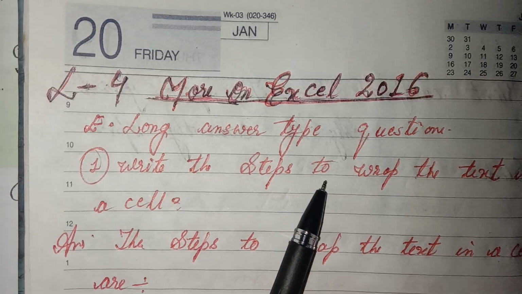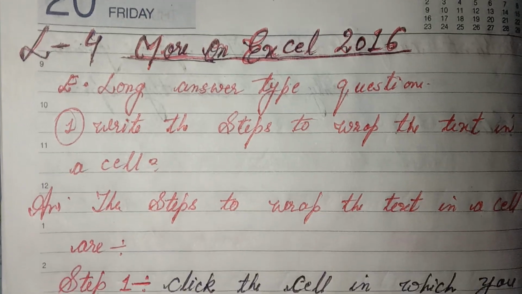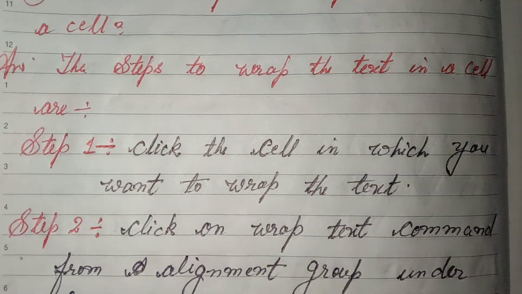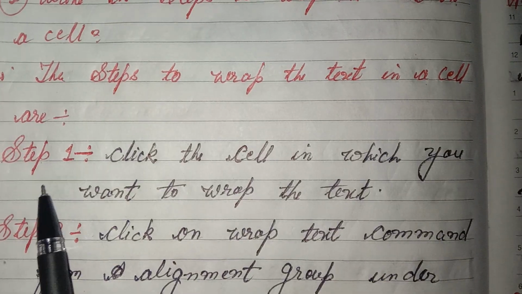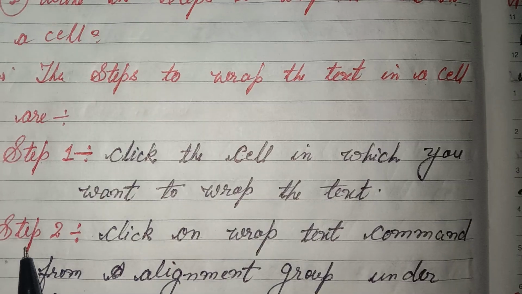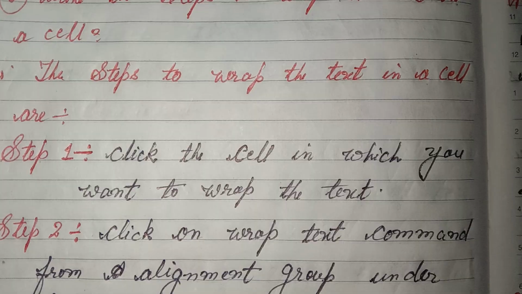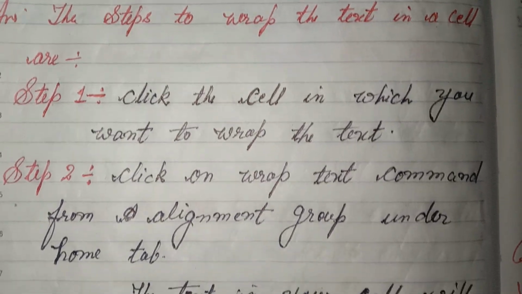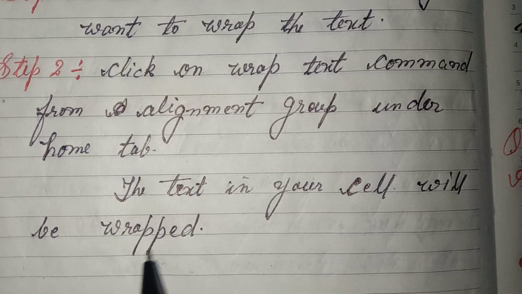First, write the steps to wrap the text in a cell. Answer: the steps to wrap the text in a cell are: Step 1, click the cell in which you want to wrap the text. Step 2, click on the Wrap Text command from the Alignment group under the Home tab. The text in your cell will be wrapped.